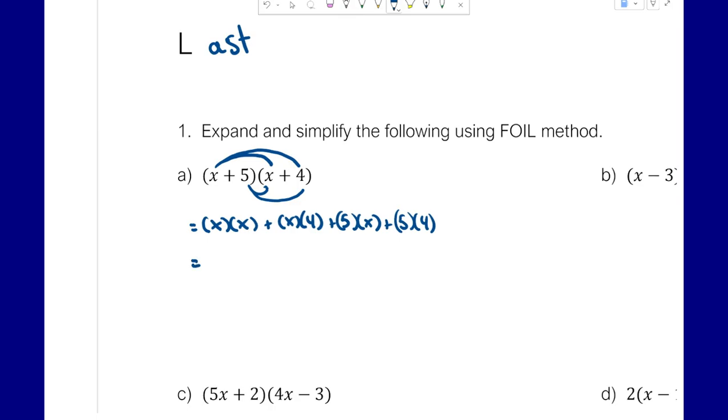Now, you don't necessarily need to show this step. If you know what you're multiplying, you can just write the product down, so you could skip over the step where you write everything down. But if you don't remember or you need to see it visually, then definitely write down that first step. x times x is x squared. x times 4 is just 4x. 5 times x is 5x. And 5 times 4 is 20. So now I've expanded. I've multiplied everything out.